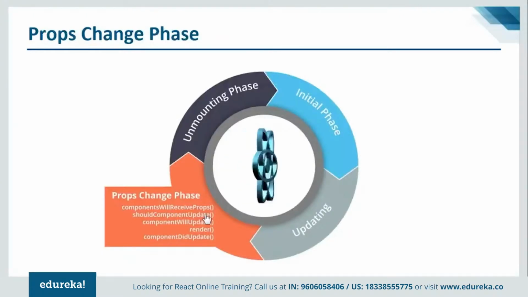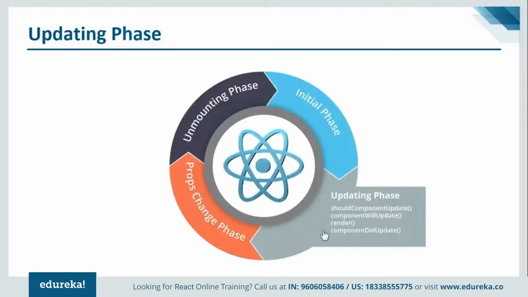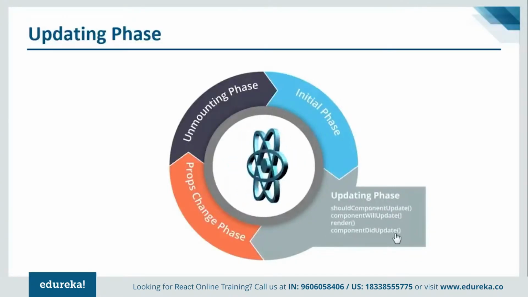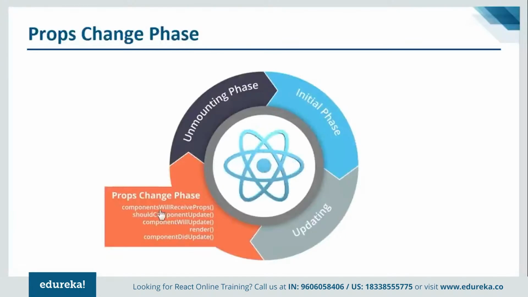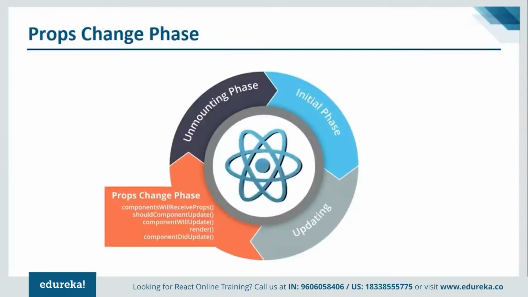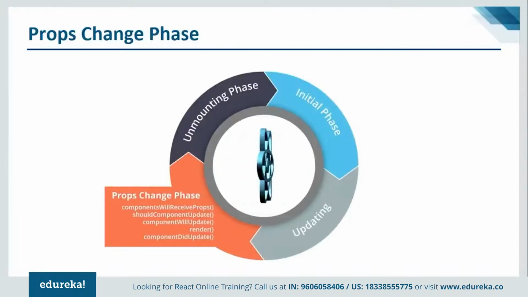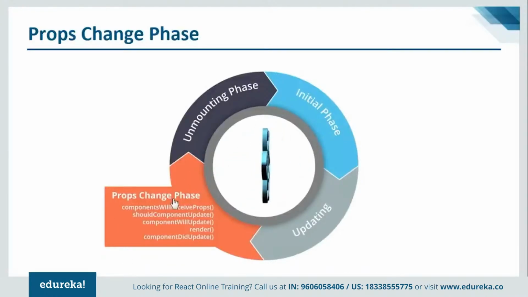If you want to compare, we can go back to the previous slide and you can see we have the shouldComponentUpdate method, componentWillUpdate method, render method and componentDidUpdate method. And in the next phase we have shouldComponentUpdate, componentWillUpdate, render and componentDidUpdate. So here only this method is new. Now this method takes one argument and this argument contains the new prop value that is about to be assigned to it. The rest of the lifecycle methods behave identically to the methods which we saw in the previous phase. So this is how the props change phase is completed.